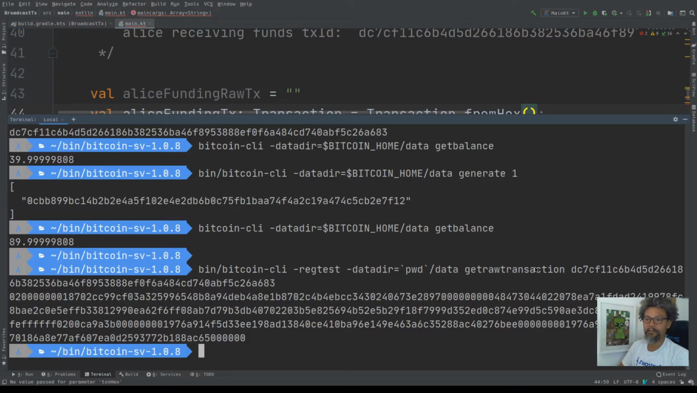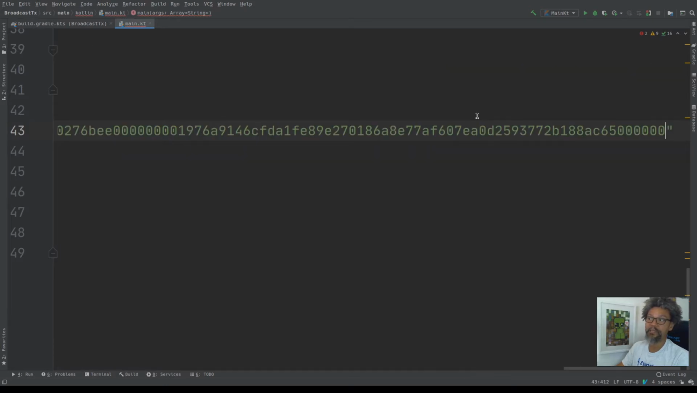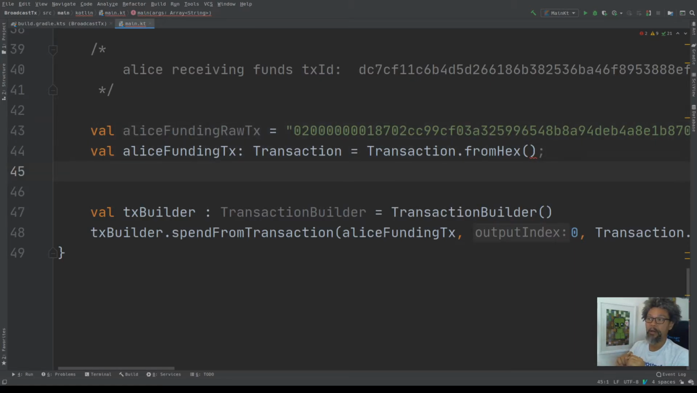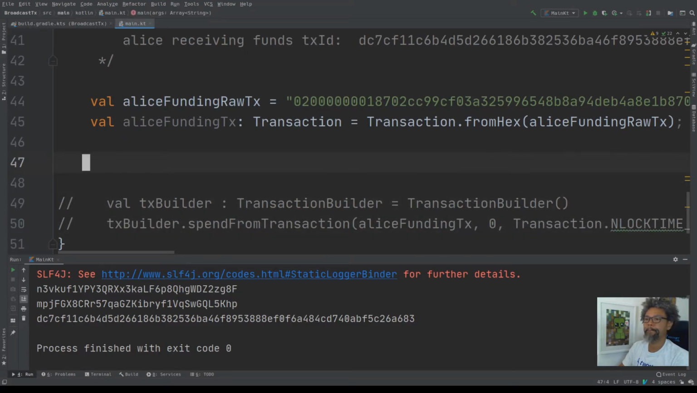Okay, big string, long list of stuff right there. That is actually the data that we want. That is the raw transaction. I'm going to paste that into my program, and now I need to reconstruct Alice's funding transaction from the raw transaction. Okay, we have now reconstructed Alice's funding transaction from the raw transaction data. Let's get back to putting together the transaction builder.